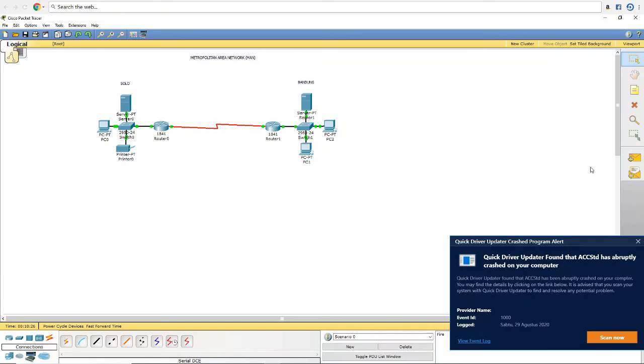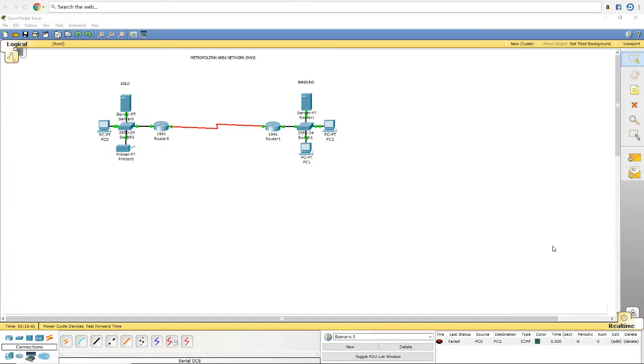If all of the configuration is finished, we can check the connection by sending a message from LAN Solo to LAN Bandung. Check it again. If the message is successful, then our configuration is good.